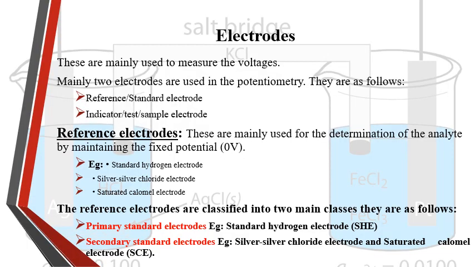These are mainly used to measure voltage. Mainly 2 electrodes are used in potentiometry. They are as follows: the reference electrode or the standard electrode, and the indicator electrode, which is the test or sample electrode. The reference electrodes, such as the standard hydrogen electrode, that is the SHE, and the silver chloride electrode, have a known and stable potential. They are crucial for providing a stable point of comparison in potentiometric measurement.